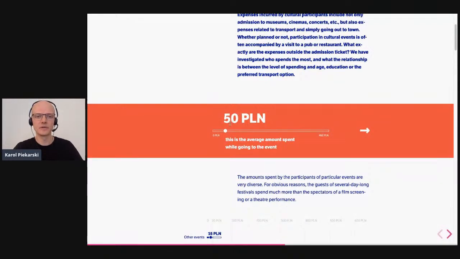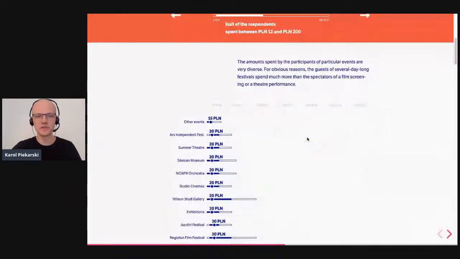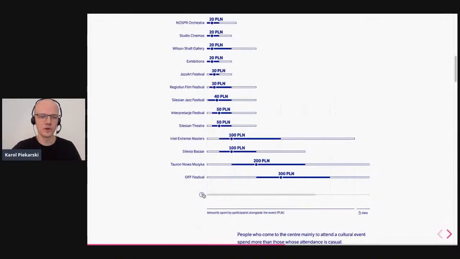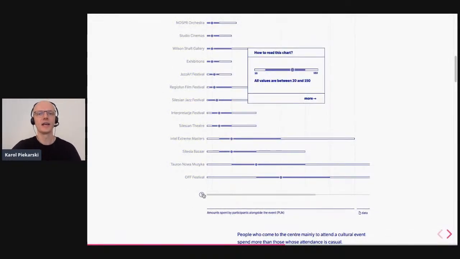This dot represents the median. And all the people, by the way, sorry, it's the amount of money people spent at a particular event or on being in the city throughout the particular event that we investigated. So all the people spent between 0 and 460 zloty, the median was 50, but half of the respondents spent between 12 and 200 zloty. And only now can they interact with the chart, but they already know how to read it. And if they don't know, they can also click here to get reminded about what it actually means.